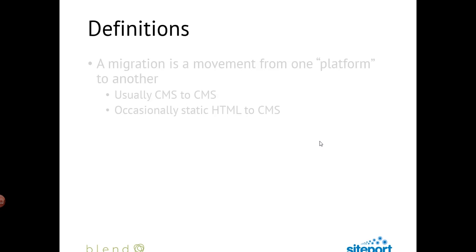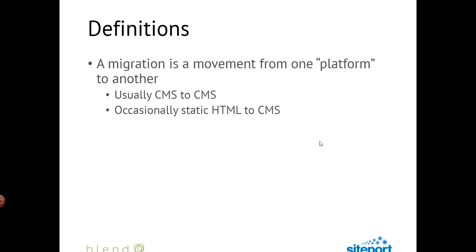So we'll talk about some definitions quickly. Obviously, a migration is really a movement from one platform to another. And usually this is from a content management system to another content management system. So you're on a system now, you're not happy with that, it's being deprecated, maybe you were never happy with the functionality in the first place and you want to move to a different content management system. Very occasionally, we're actually still seeing static HTML sites that need to move into content management systems. But this is getting more and more rare.